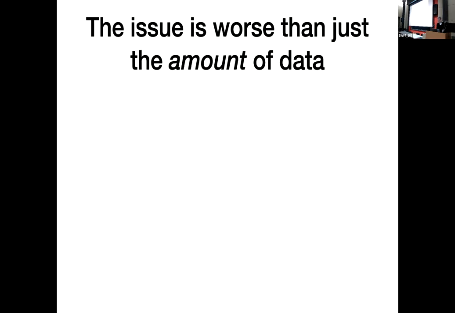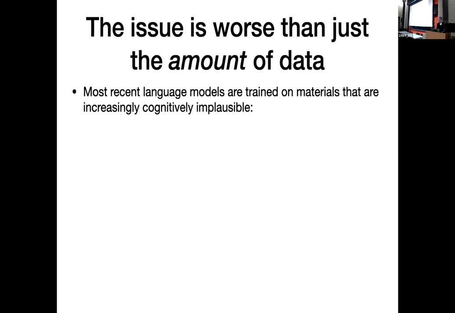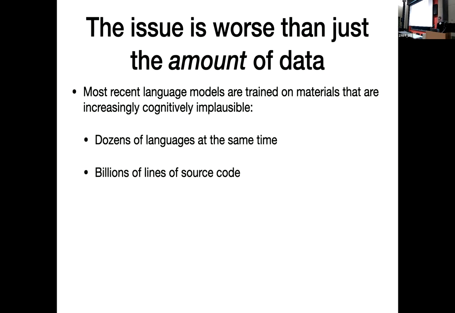Now, the issue is worse than just the amount of data. Most recent language models are trained on different kinds of materials that are increasingly cognitively implausible. Every time a new language model comes out, it's weirder. They're trained on dozens of languages at the same time. That's not the way that humans learn. And they're trained on billions of lines of source code, and that's apparently really important. A lot of the performance of ChatGPT is due to training on Java, which is also not very common for babies. They're also trained on the entire internet, which probably includes English second language textbooks, dictionaries, linguistics articles with linguist judgments. So basically, you're testing them in a regime that's entirely different from the regime they're testing humans on.